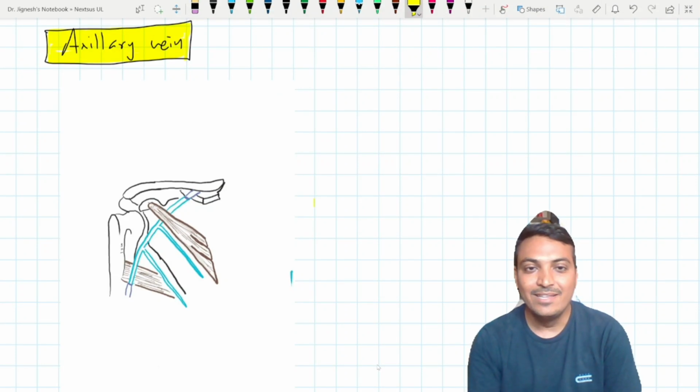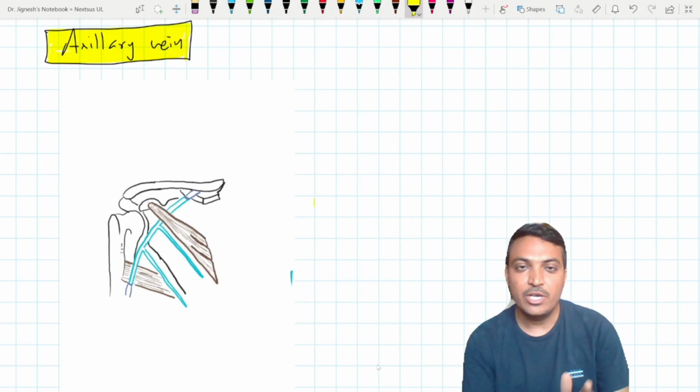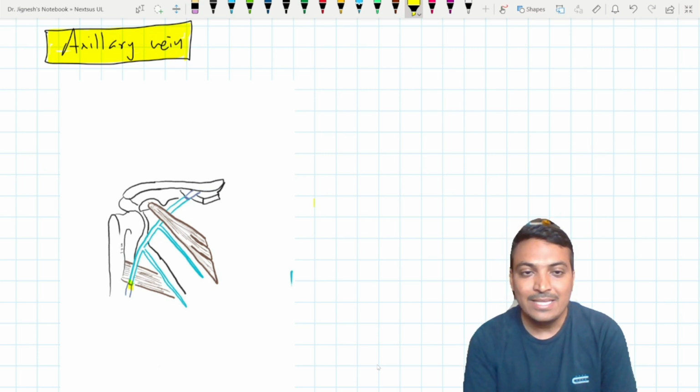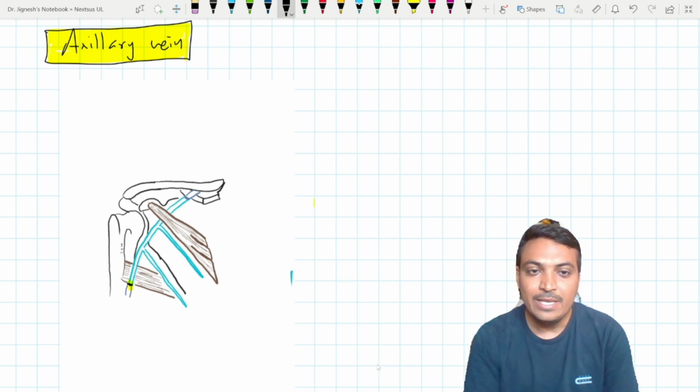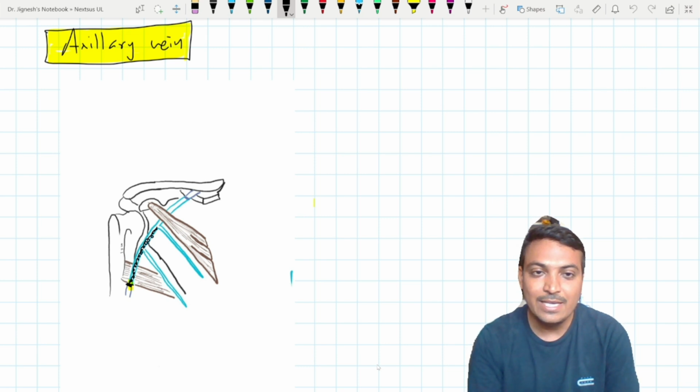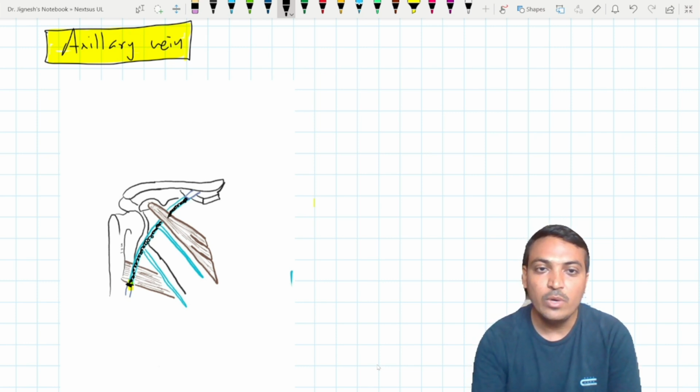Now let's see the axillary vein. The axillary vein, as the accompanying structure with the axillary artery, is going to commence at the level of the lower border of the teres major muscle. So here the axillary vein is going to form, and it passes upward and reaches up to the outer border of the first rib, and beyond it, it continues as the subclavian vein.